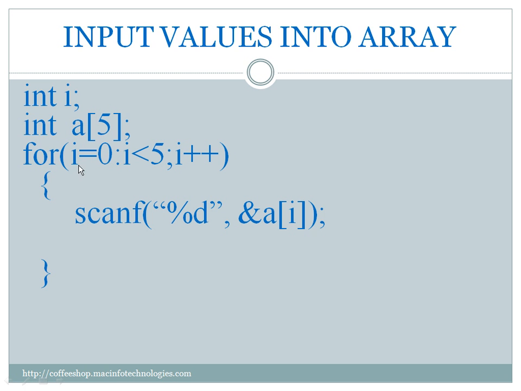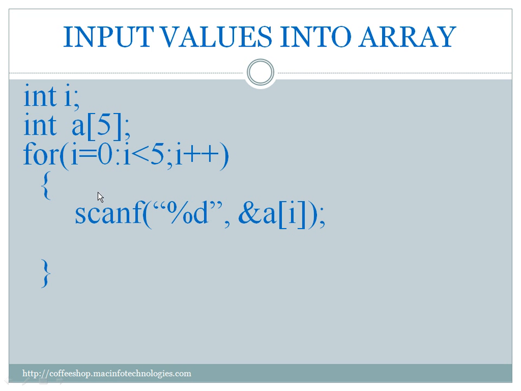We will iterate through a loop. We say i is equal to 0, i less than 5, i plus plus. In the initial condition, we initialize i to 0 and check the condition: 0 less than 5 is true, so the for loop is executed. The scanf statement takes input, an integer for the value a of i. I is currently 0, so we are taking the value for a of 0.